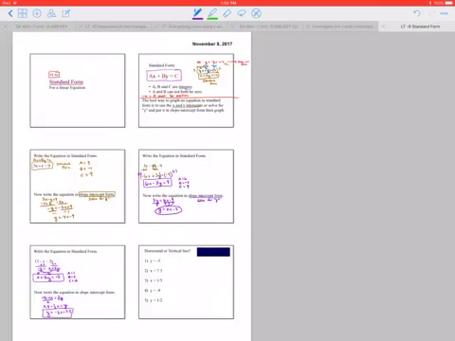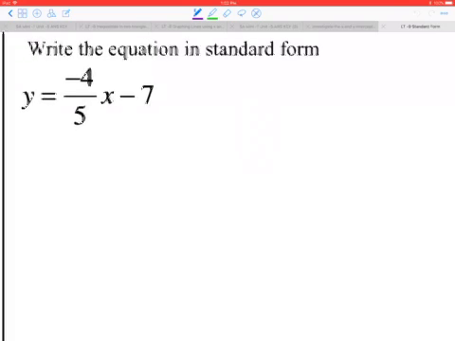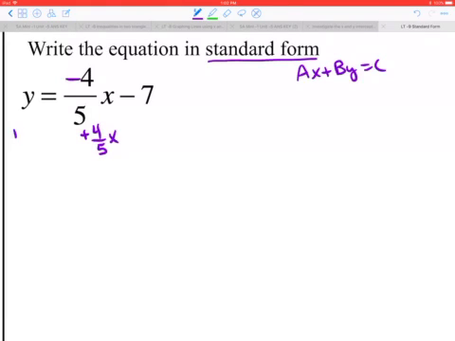We had completed some of these notes. We're going to continue on with this next example. This equation that we have right here is written in slope-intercept form. To change it to standard form, we want it to be in the form ax plus by equals c. So to get it there, the first thing I'm going to do is, because I have a negative 4/5 x, I'm going to add 4/5 x to both sides.